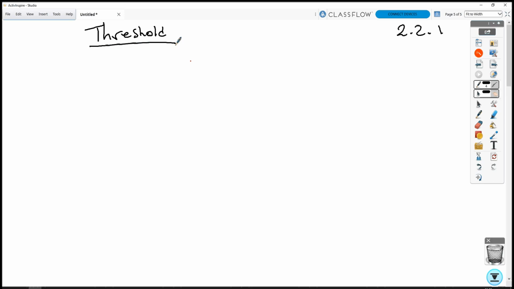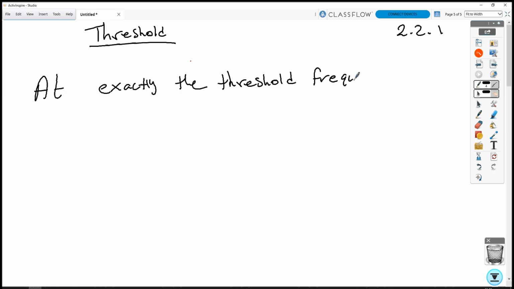So first of all, if we are using photons for the photoelectric experiment at the threshold frequency, that means that the kinetic energy of our electrons will be 0 if we are exactly at the threshold frequency. So at exactly the threshold frequency, EK of electrons equals 0.